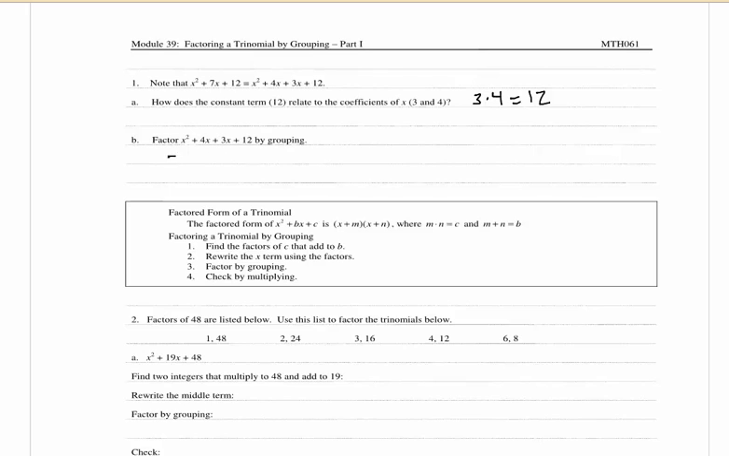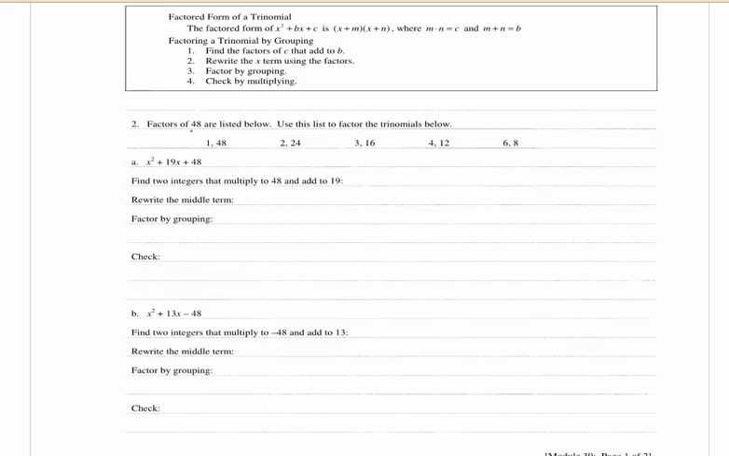And we could say that this is equal to, in our first two terms, we could factor an x out. So we have x, and we're left with x plus 4. And in our second two terms, we can factor out a 3, and we're left with x plus 4. And then we can factor out an x plus 4 binomial, and we're left with x plus 3. So x squared plus 7x plus 12 factors to x plus 4 times x plus 3.